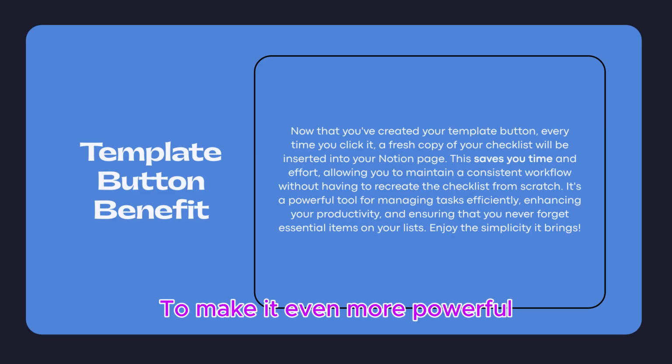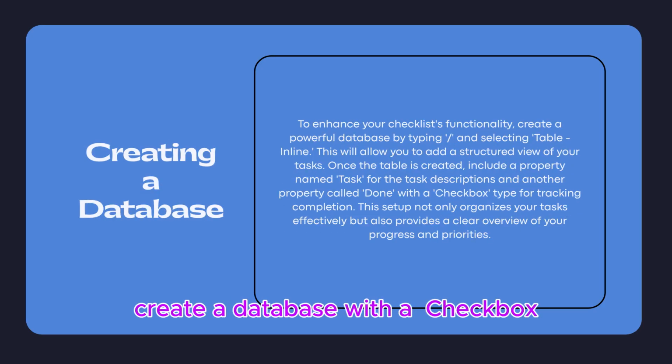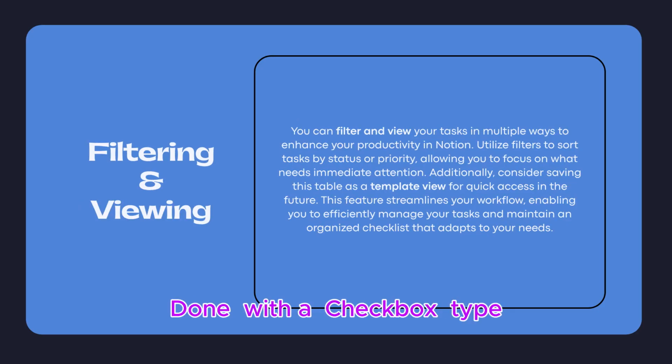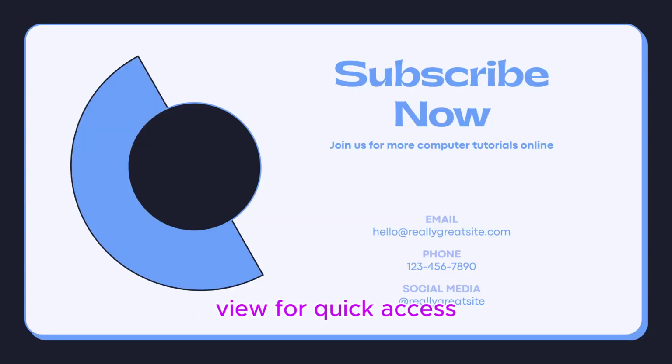To make it even more powerful, create a database with a checkbox property. Type slash table and create a table inline. Add a property named Task and another named Done with a checkbox type. You can filter and view these tasks in multiple ways. Save this table as a template view for quick access.